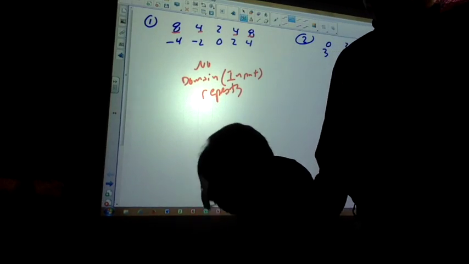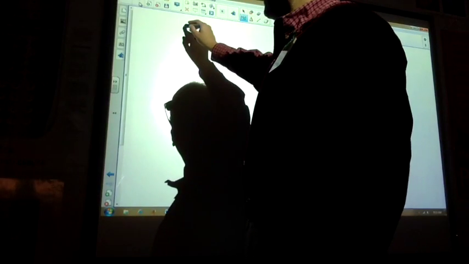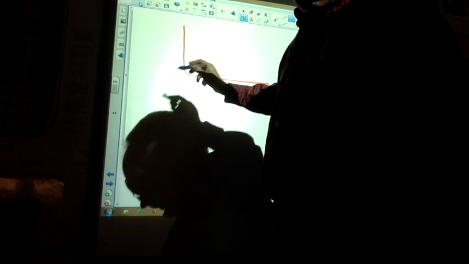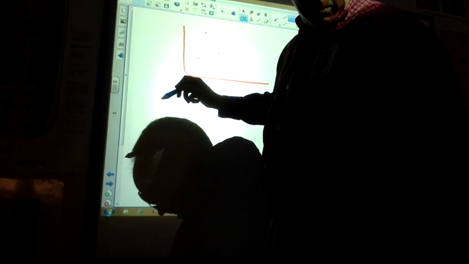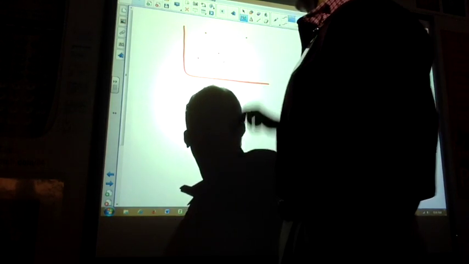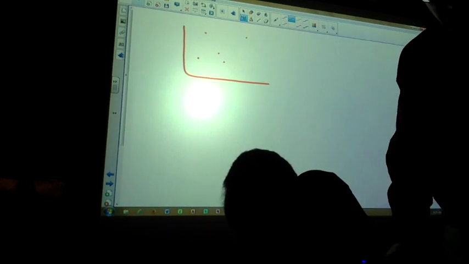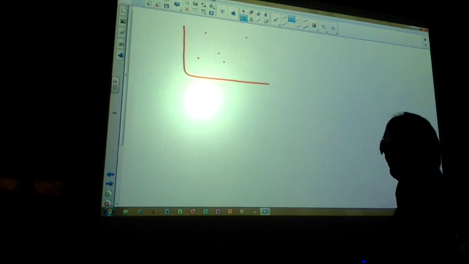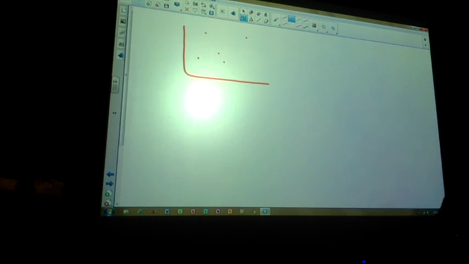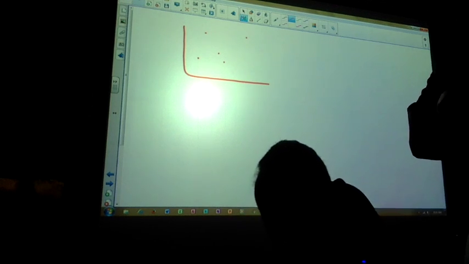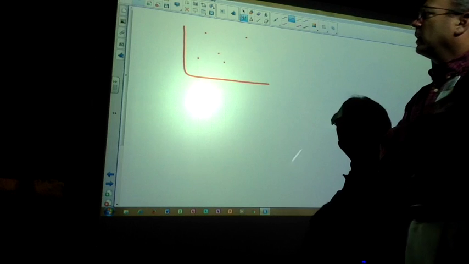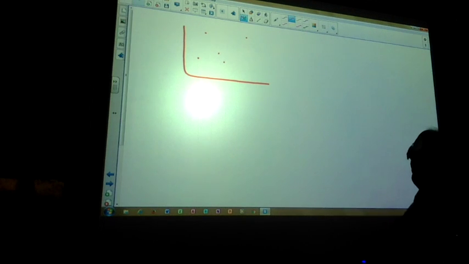Then problem number 3, you have, I don't know, it's kind of like this. I think that's close. So they want to know if this is a function or not. So determine whether the graph represents a function. Explain. What test? Ram, what do you got?